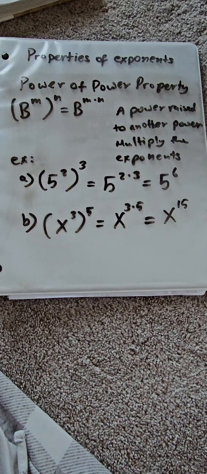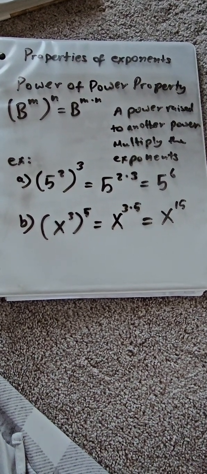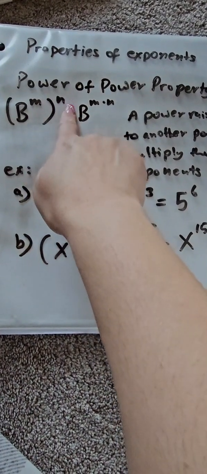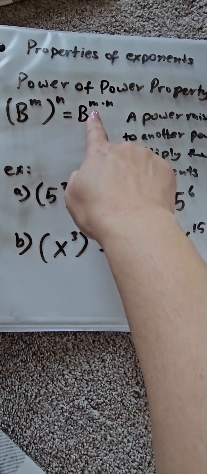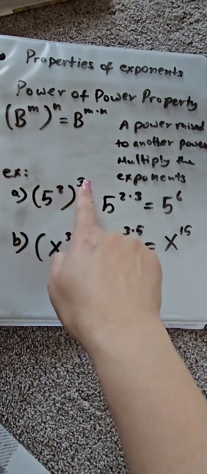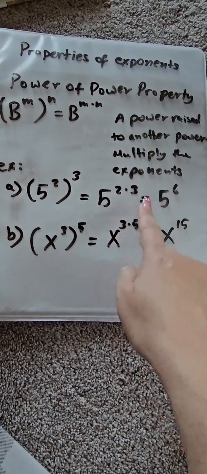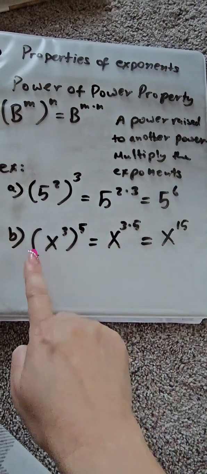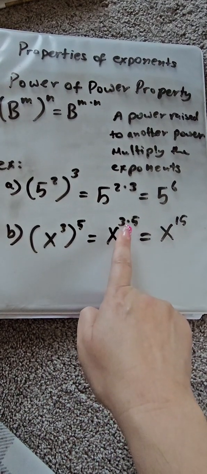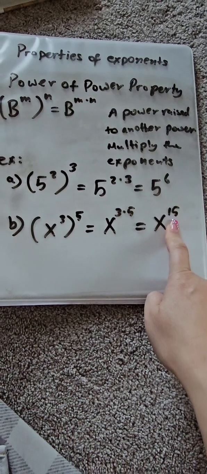Power of power property. Any power raised to another power, we keep the base and multiply the exponents. So we have b to the m raised to the nth power. We multiply m times n. So here in the example, we have 5 squared raised to the third power. We multiply the exponents 2 times 3. We have 5 to the sixth power. Here we have x to the third power raised to the fifth power. We multiply the exponents and we get 3 times 5, therefore it is x to the 15th power.